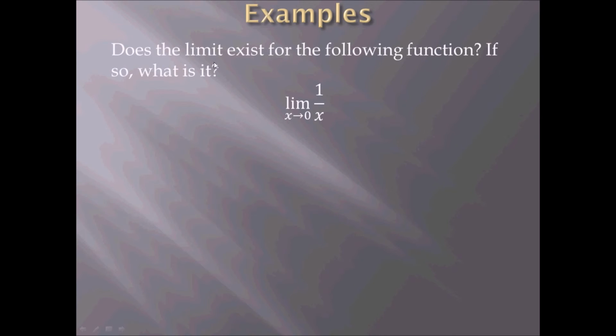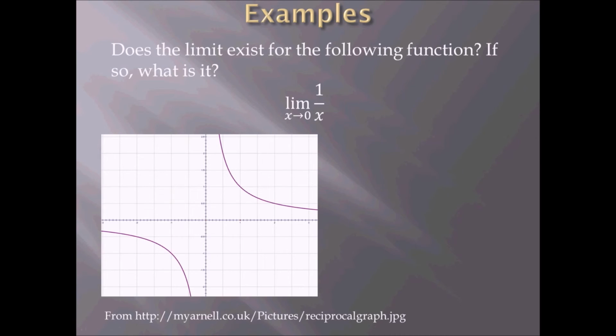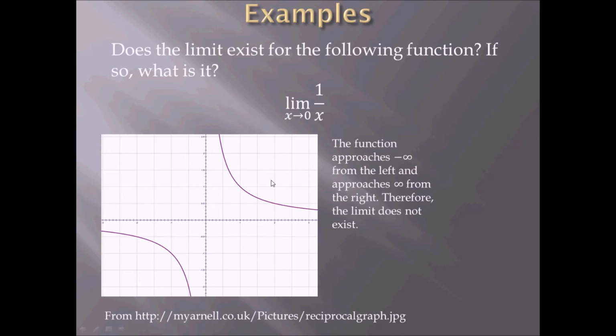Okay, so put that away. So now let's do 1 over x. Our graphical representation is this. Notice that from the left it approaches negative infinity, and from the right it approaches positive infinity. So the limit does not exist.